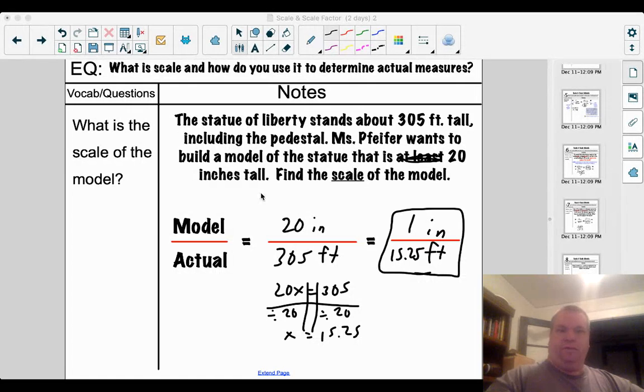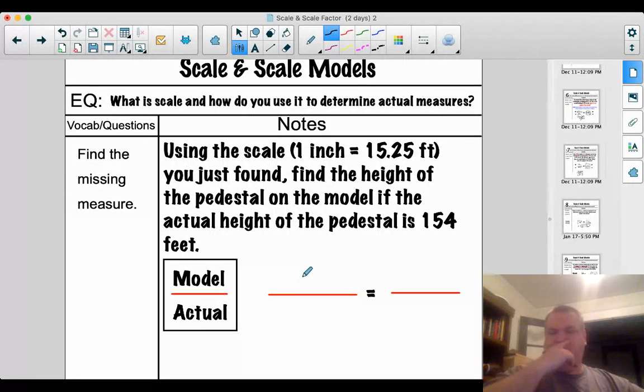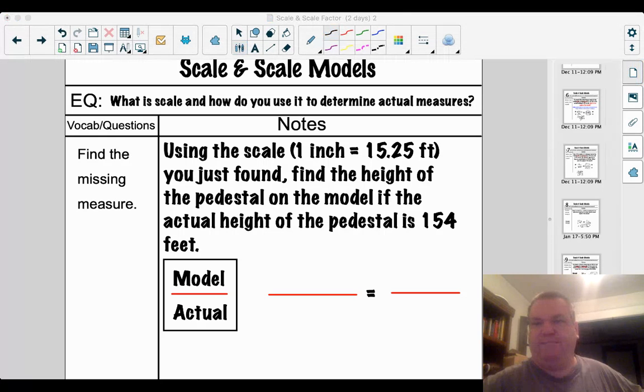All right, welcome back, everybody. Hopefully you got 15.25 feet. And so the scale is 1 inch to 15.25 feet. And it's just using our cross products. All right, so I'm going to let you try this one on your own. Using the scale, 1 inch to 15.25 feet. Find the height on the model if the actual height of the pedestal is 154 feet. So I'm going to let you set that one up and solve it yourself, and then we'll check it and see how you did. Good luck.